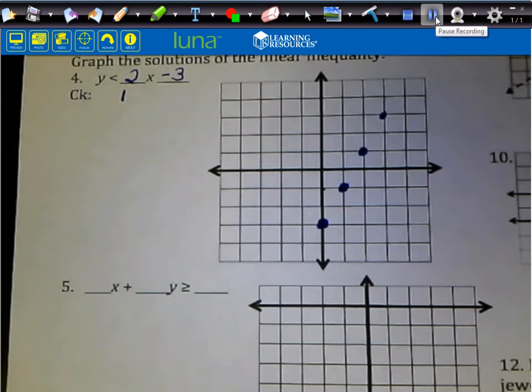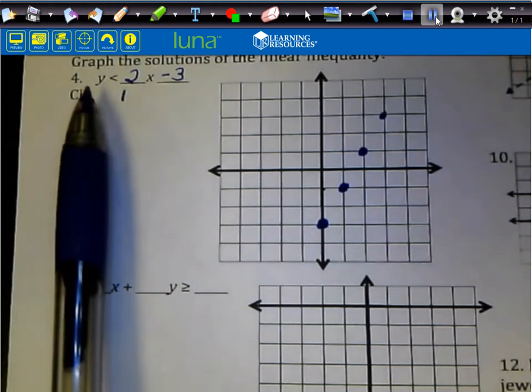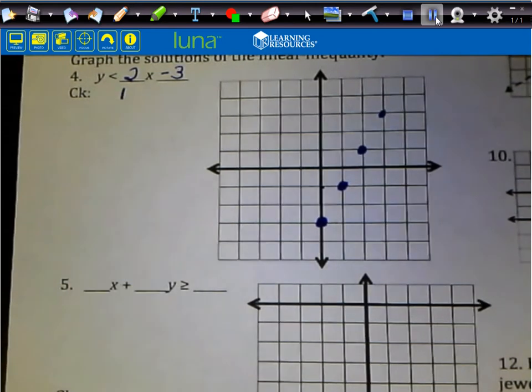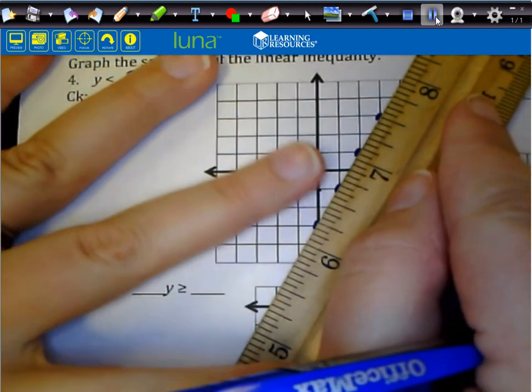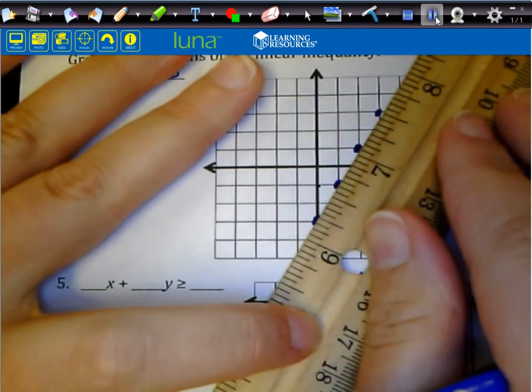Alright, now before I start connecting these points, I need to look and see whether or not it has the extra mark here or not. So if I'm looking at this one, it's just less than. It does not have the extra mark, so that means that this one's going to be a dashed line. So I'm going to draw a dashed line on this one.